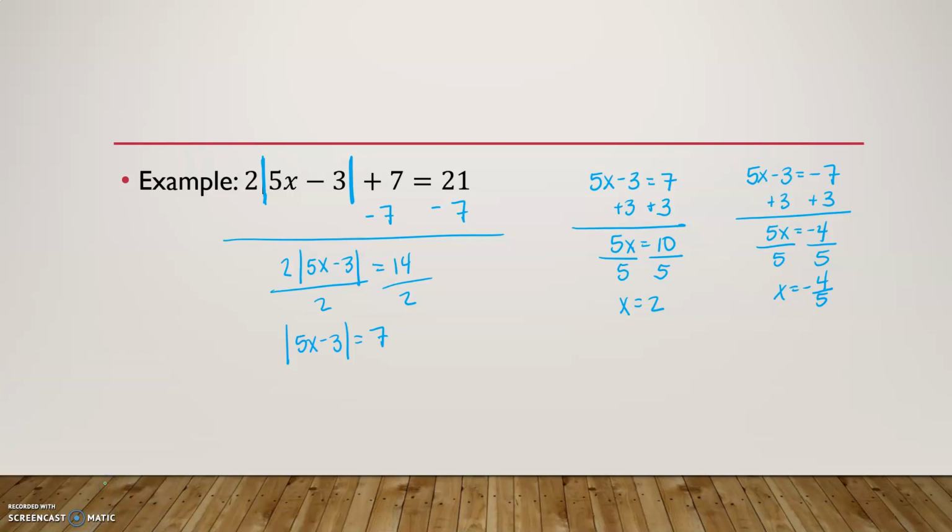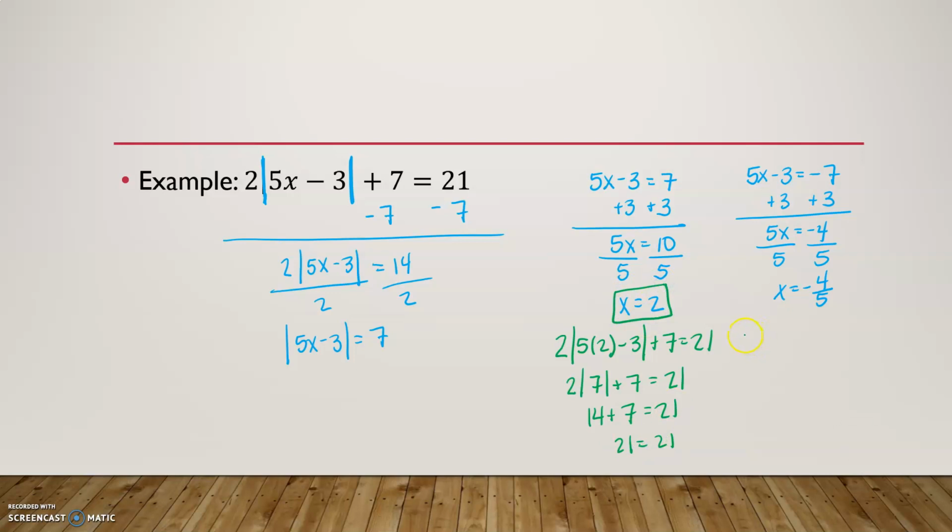So if I check my work, I'm going to plug it back into the original problem. And I'm going to get 10 minus 3 is 7. And then add 7 to the end. Absolute value of 7 is 7, so that would give me 2 times 7 is 14. 14 plus 7 is equal to 21. So that means that this one worked, and x equals 2 is a solution.